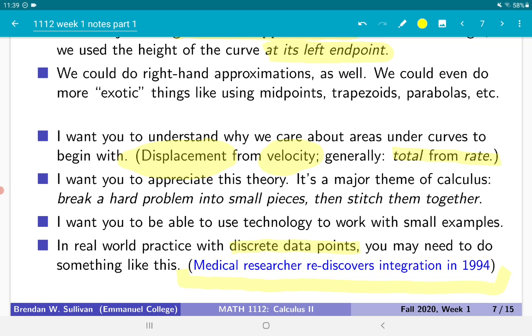All right, so in the next video, I'm going to show you an example of how to apply these ideas, and we're going to use Wolfram Alpha to do some calculations for us.